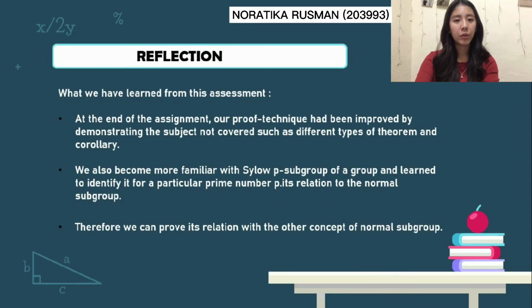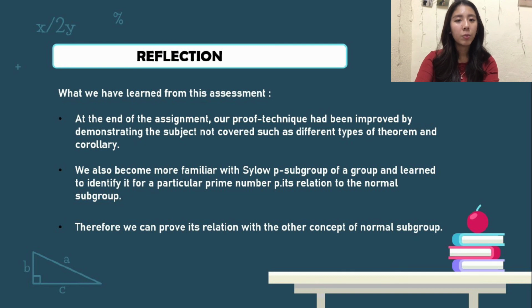And lastly, for the reflections, what we have learned from the assessment is that at the end of doing this assignment, our proof technique had been improved by covering subjects not previously covered, such as different types of theorem and corollary. We also became more familiar with Sylow p-subgroups of a group, and we have learned how to identify them for a particular prime number p. Therefore, by doing that, we can prove its relations with other concepts of normal subgroups.